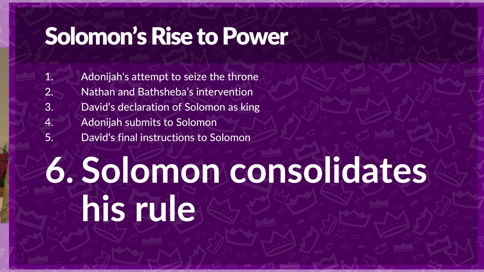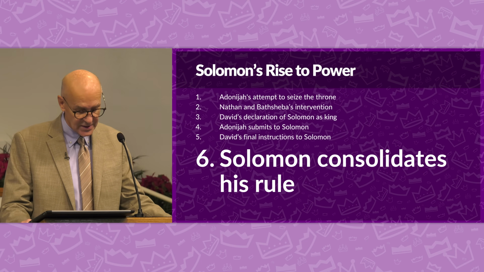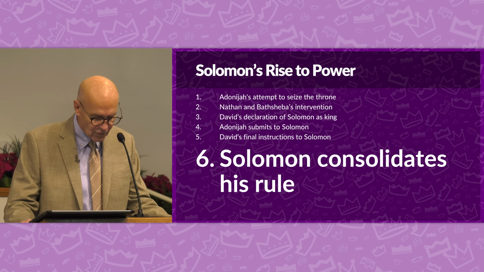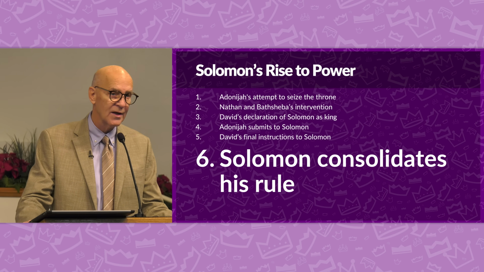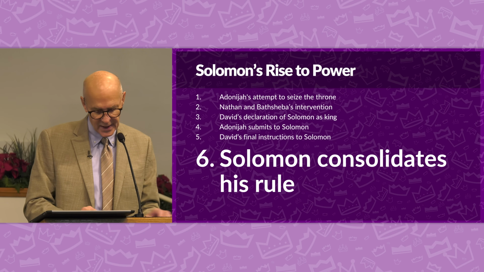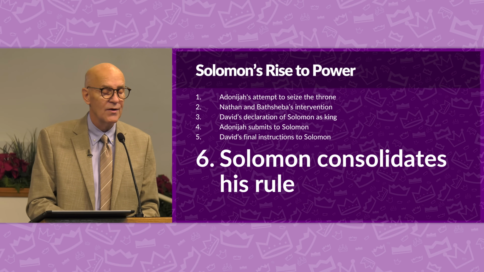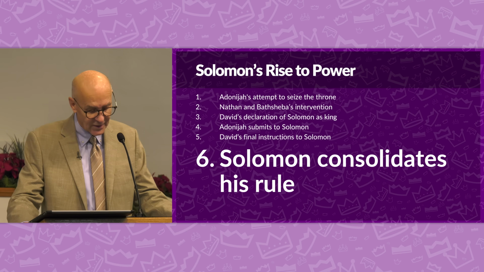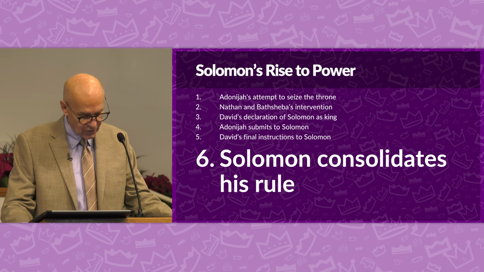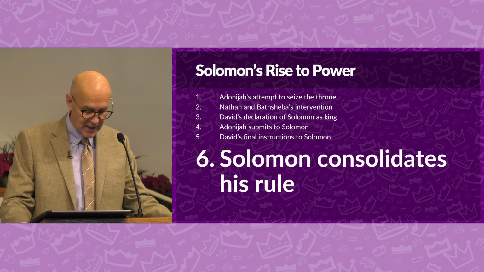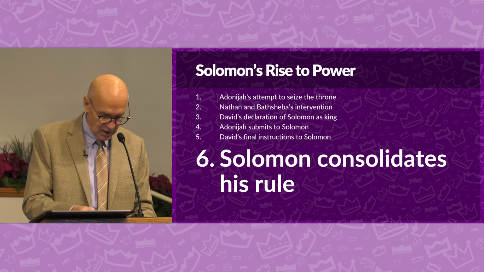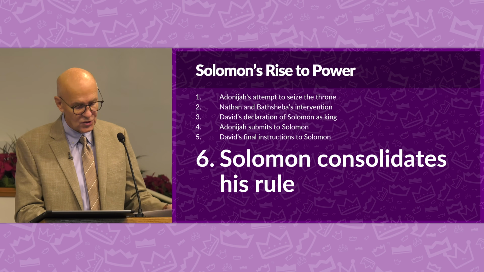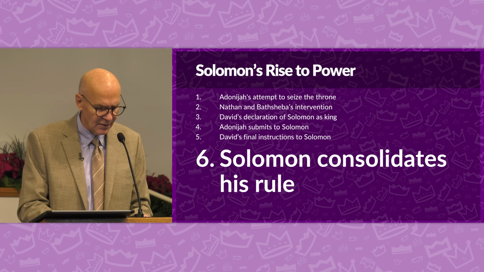He executed Adonijah after Adonijah requested to marry Abishag, David's former attendant, a move interpreted as a power play for the throne. We read about that in 1 Kings chapter 2, verses 13 to 25. Solomon also removed Abiathar from the priesthood and ordered the execution of Joab for his past crimes. And then finally, Solomon dealt with Shimei, who violated an oath securing his control over the kingdom.